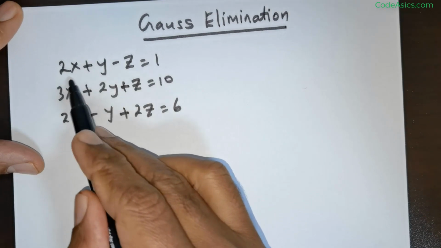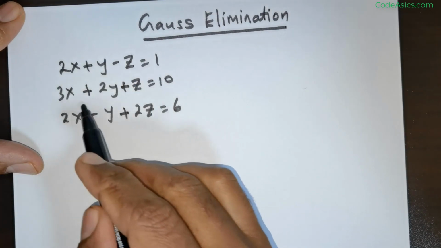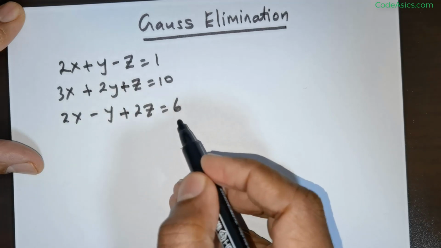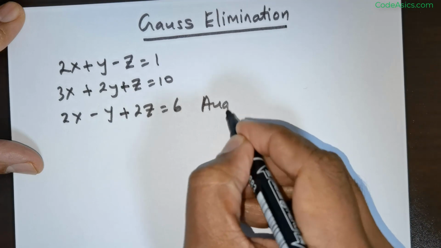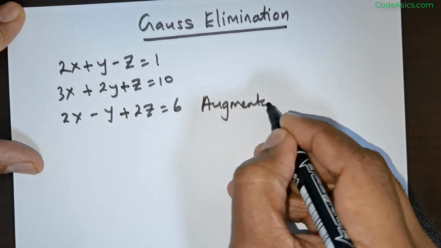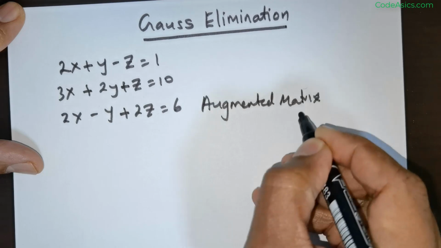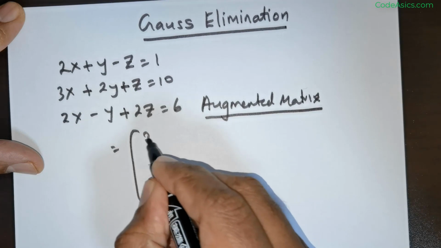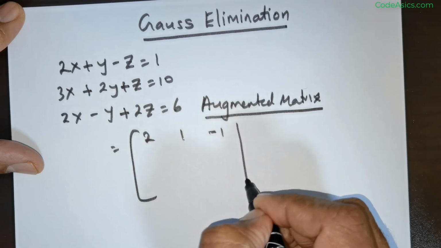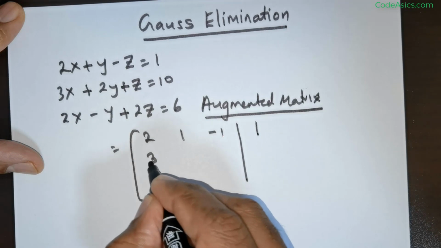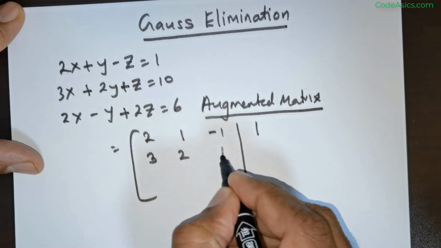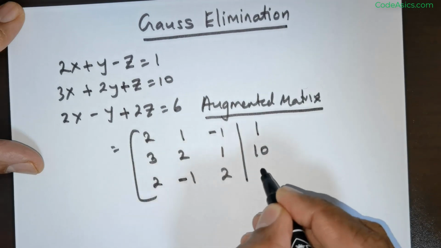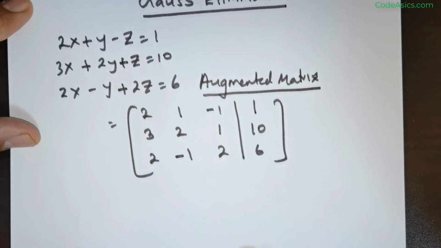Okay, we've been given this question: 2x plus y minus z is equal to 1, 3x plus 2y plus z is equal to 10, 2x minus y plus 2z is equal to 6. Now foremost we need to write the augmented matrix, and that is going to be: write down the coefficients of x, y and z, 2, 1, negative 1, draw a vertical line, place the constant there, followed by 3, 2, 1, place the constant, and 2, negative 1 and 2 and 6. So this is what we have got.